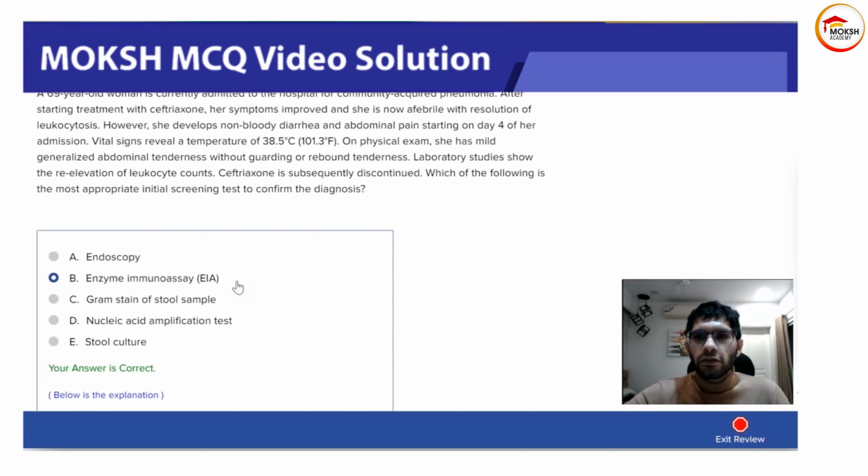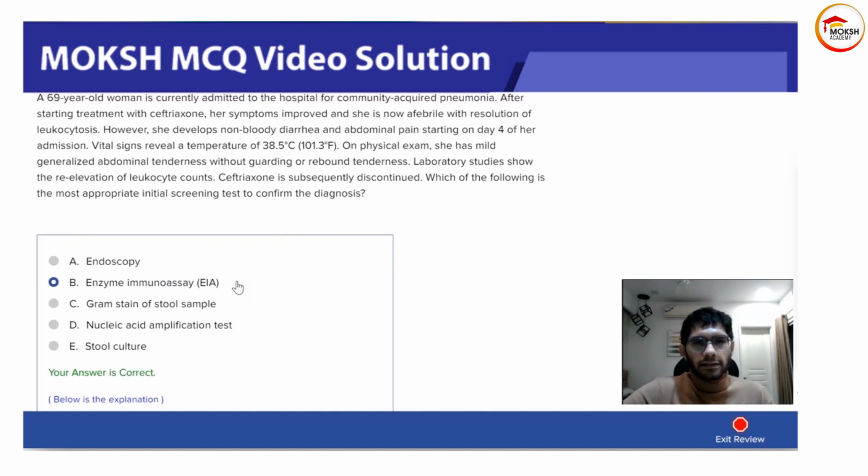We usually do NAT for chlamydia, because chlamydia is an intracellular organism. Yeah, if the answer is NAT, then you would not have something else like enzyme immunoassay among the options.